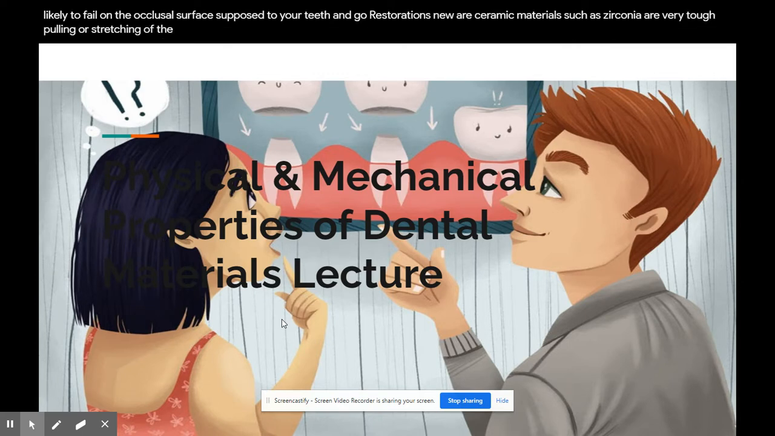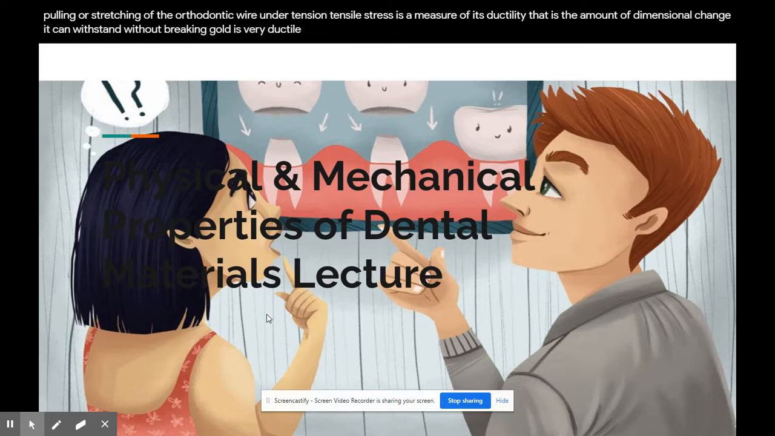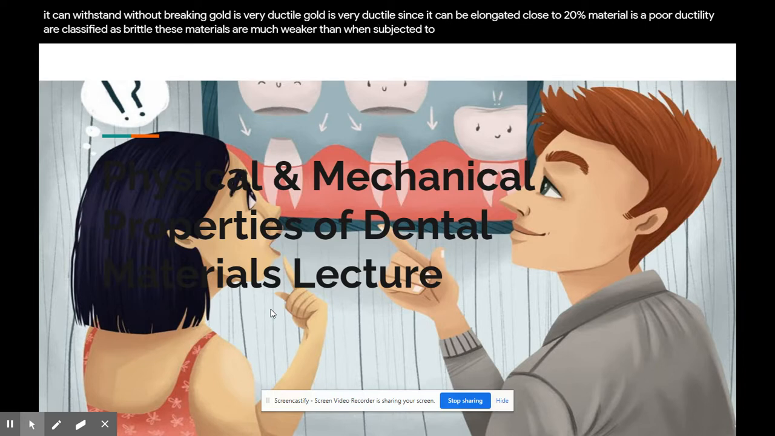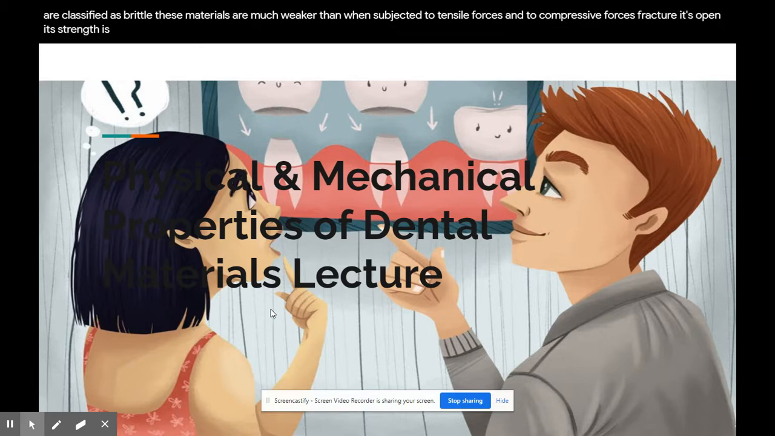Pulling or stretching of the orthodontic wire under tensile stress is a measure of its ductility. That is the amount of dimensional change it can withstand without breaking. Gold is very ductile since it can be elongated close to 20%. Materials with poor ductility are classified as brittle. These materials are much weaker when subjected to tensile forces than to compressive forces. Porcelain is brittle and cannot undergo much tensile stress without fracture. Its ultimate strength is about equal to its elastic limit.